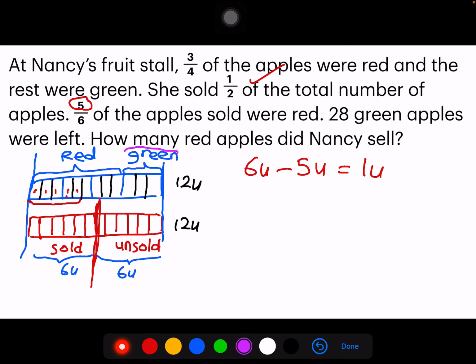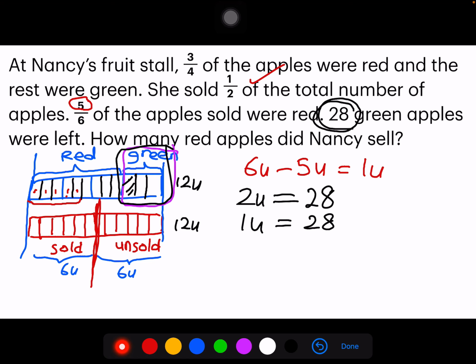Now let's take a look at the green apples here. We have 3 units of green apples. So that tells me that 1 unit of green apple was sold. So finally, let's go back to this 28. 28 green apples were left. Going back to the model, there were 2 units that's left for green apples, and I can infer that 2 units is equals to 28. So I will find 1 unit, which is 28 divided by 2 gives me 14.